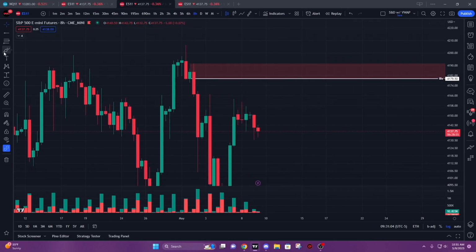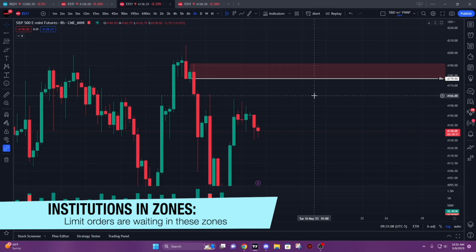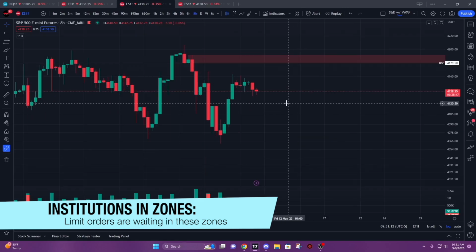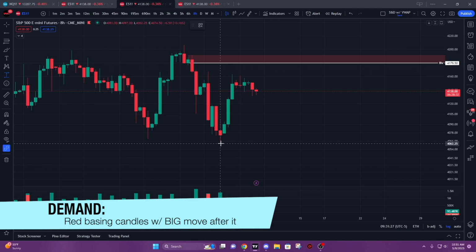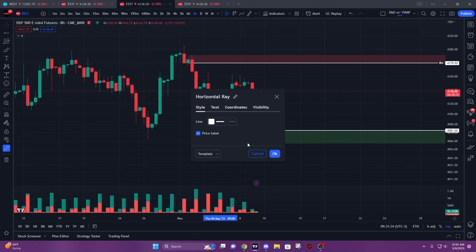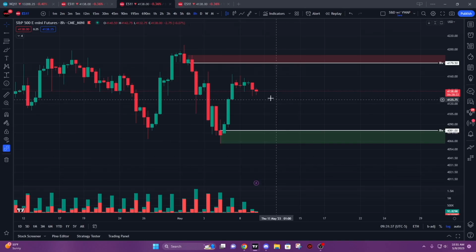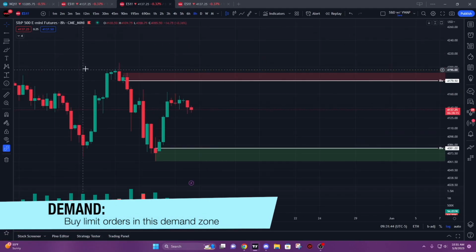So next time we move up into this zone, we would expect price to move down, so we'd be looking for shorts. Okay, for demand zones, what we look for is a red basin candle followed by a big upside move with continuation. We're going to take our same tool and chart it from the bottom of the wick to the top of the body. That's going to be our demand zone. It's going to be green. Okay, so that's also 8-hour time frame. The next time we come into this zone, we'd be looking to buy. We'd be looking for longs, looking to buy, not looking to short.